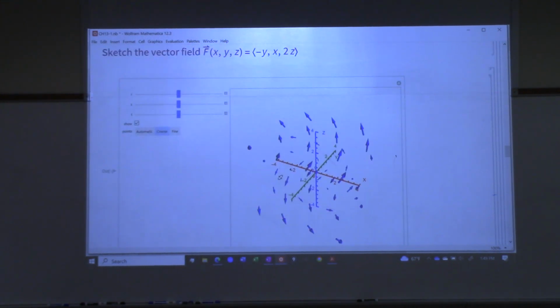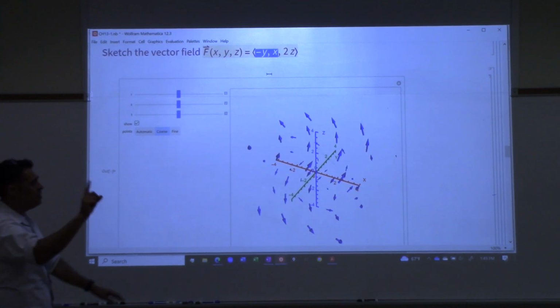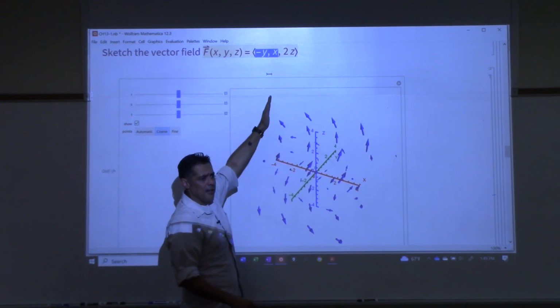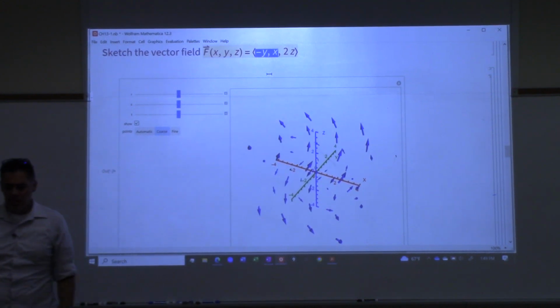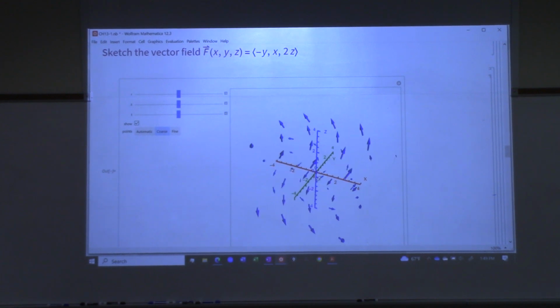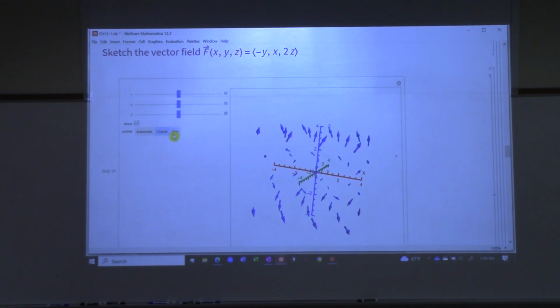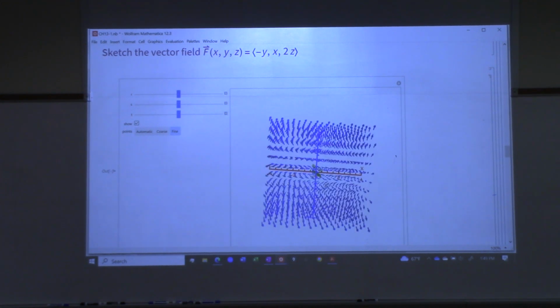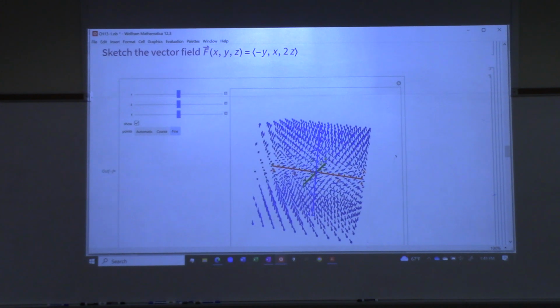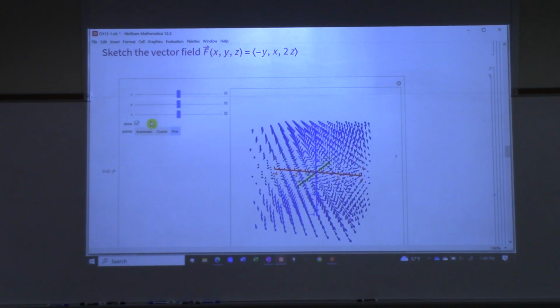Here's a specific example, -y, x. That's the same vector field we had a second ago, the first example I showed you. That's the same first component and second component, right? But now I have the third component, 2z. And that's what it looks like. At every point, there's some vector. I can put more in there, but then it starts to look crazy. You can't see, it just overwhelms you, because there's so much in there.